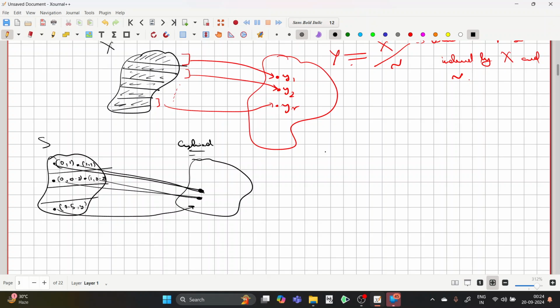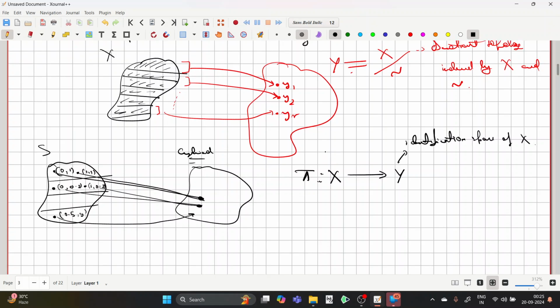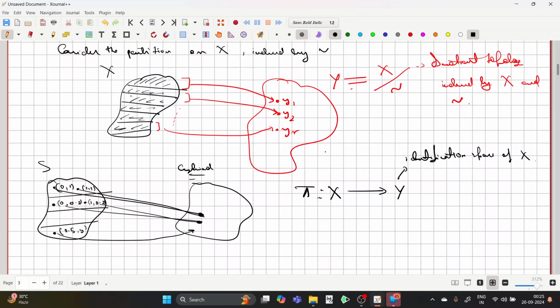Now you can easily observe that I can actually consider these identifications as a map. How do I consider that? I consider a map pi from the topological space we started with to this space Y, which is basically the identification space or the quotient space of X, and we have already discussed how the identification space actually looks like.